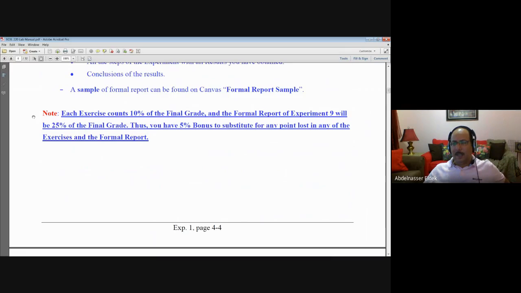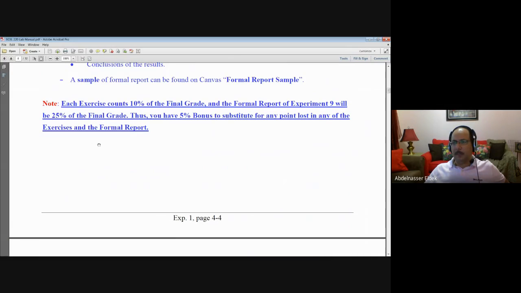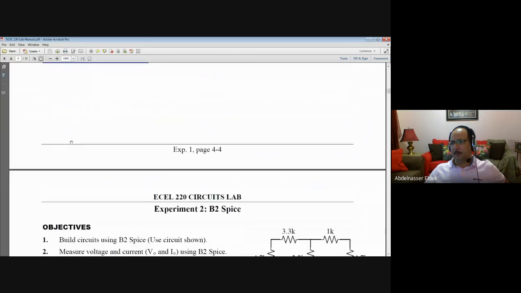Again, this is a note. Each exercise counts 10% of the final grade, and the formal report for experiment 9 will be 25% of the final grade. So you have a 5% bonus to substitute for any points you lose in any exercise or the formal report. Next time I will talk about experiment number 2, which is PTU Spice.